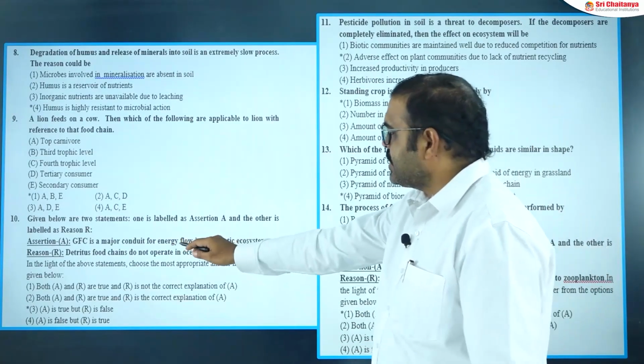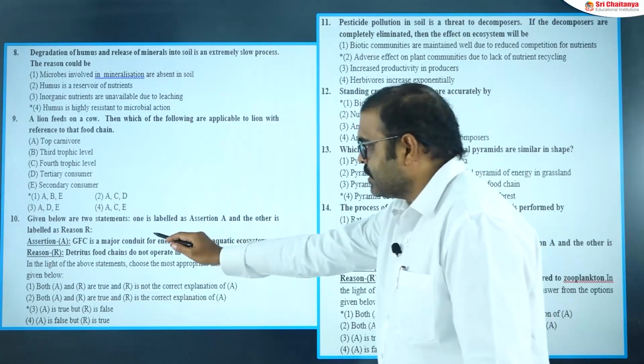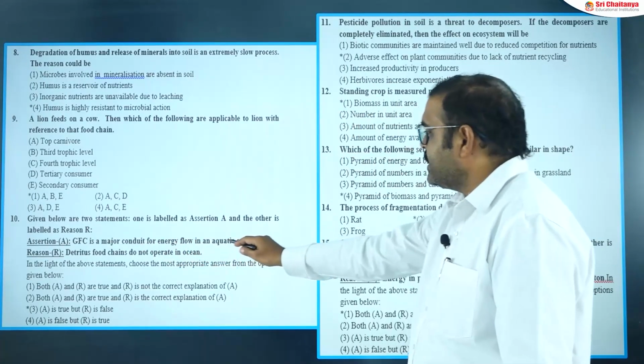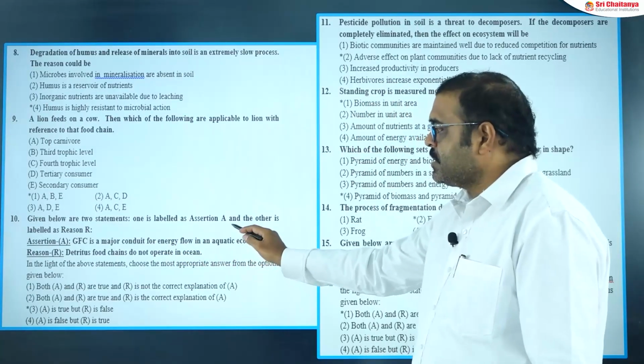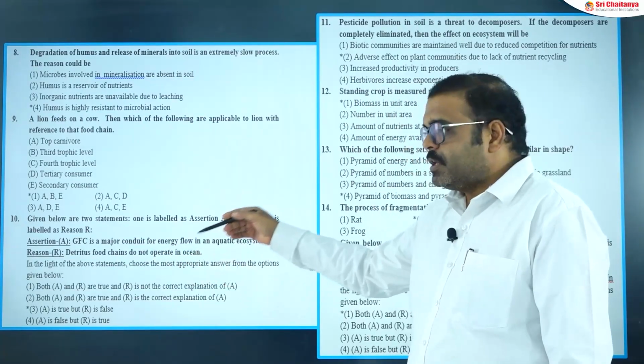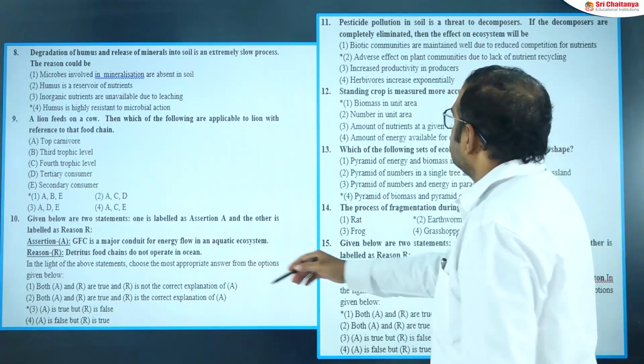And GFC is the major conduit of energy flow of the aquatic ecosystem. No, it is, yeah, it is correct one, sorry. So GFC is the major conduit for the energy flow of ecosystem, correct. Detritus food chain does not operate in ocean. No, detritus operates there, but in comparison GFC is much higher. That's why A is true, R is false.